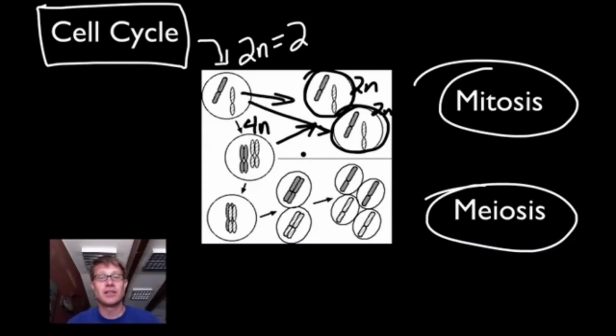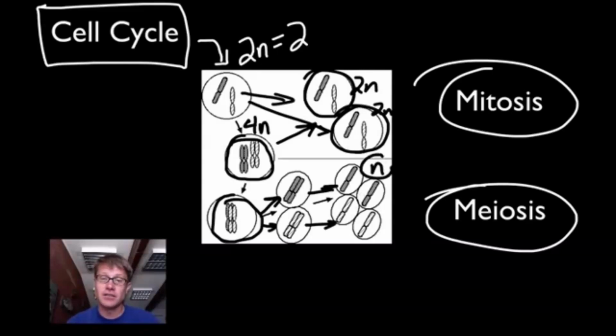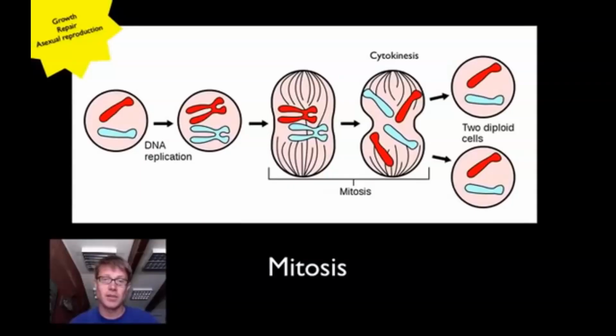If you look at these two 2N cells, they're exactly the same as that first cell. So this is what's happening to the chromosomes. If we look at that 4N cell as it goes into meiosis, it'll line up, split in half, and then split in half again. So what you have is N cells. Those are called haploid cells, and we have 4 of those in meiosis. So the cell cycle will take a diploid cell and make 2 diploid cells in mitosis, or make 4 haploid cells in meiosis. That got a little messy, so let's look at it in a little more detail.